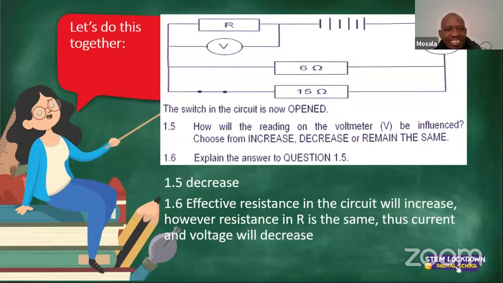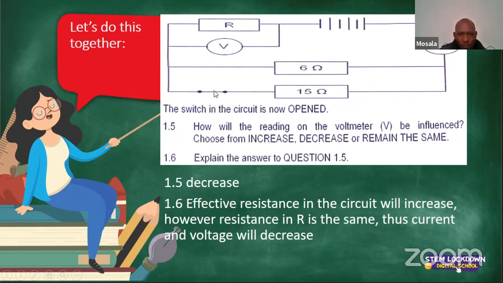Right, now, the switch in the circuit is now open. How will the reading on the voltmeter be influenced? Choose from increase, decrease, or remain the same. So now the voltmeter reading will decrease. Why? Because effective resistance in the circuit will increase. However, resistance will be the same around R.